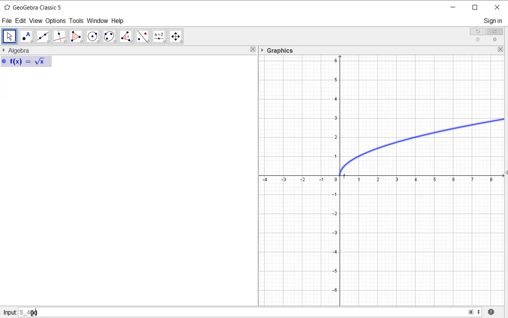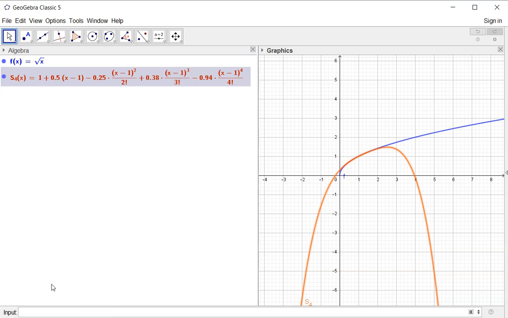Actually, I'm going to use the command in GeoGebra to find the Taylor polynomial. You can just spell Taylor, and there are suggestions here. The function is f, the center is 1, and the order is 4, since we want S4. If you hit enter, this is exactly the same function that we found. This is S4, the orange curve right here. The center is at 1, so I'm going to put the point 1, 1. This is the center.